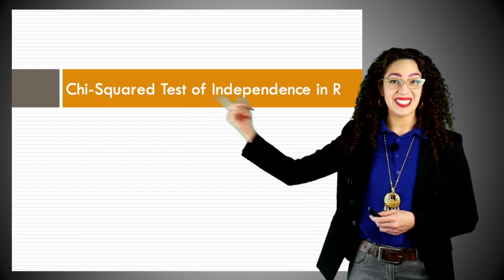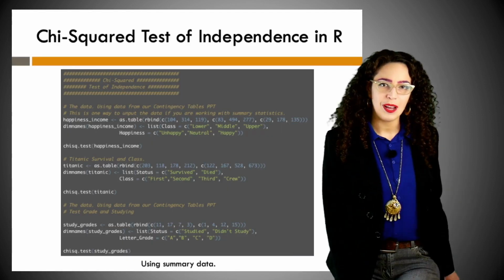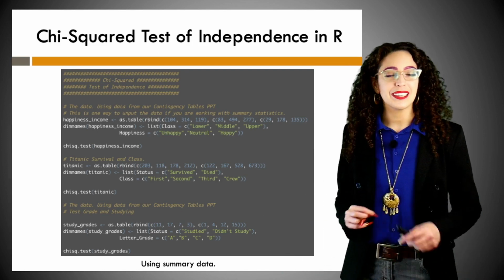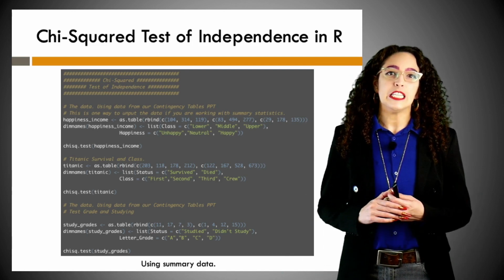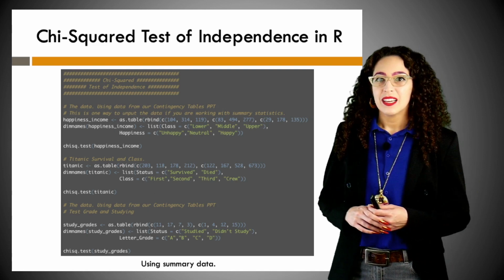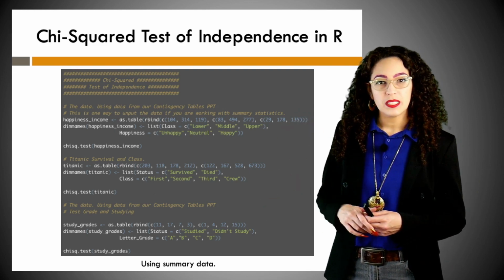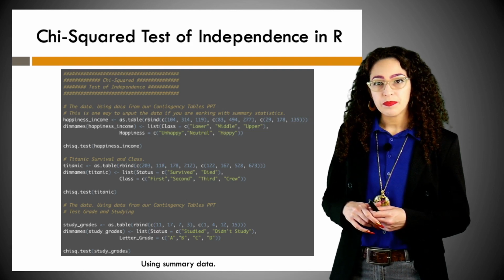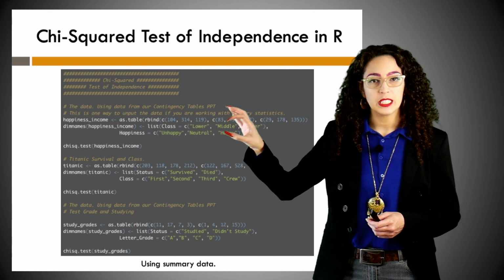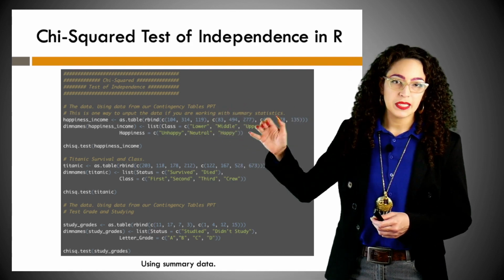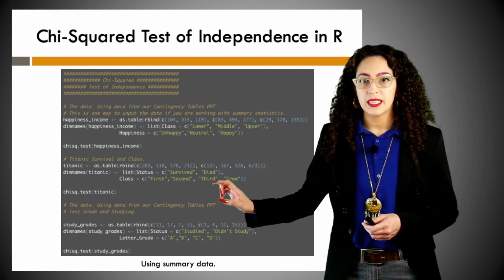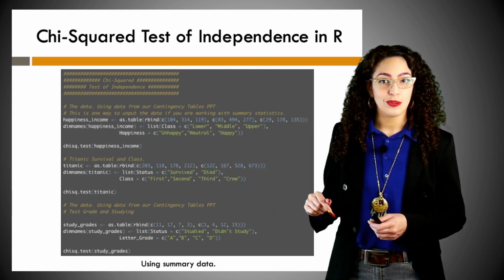Chi-squared test of independence in R. As you saw with that really long, tedious process of calculating a chi-squared test, it takes a long time to do it by hand. So let's do it in R. Here are the 3 different examples that we did in this lesson. We have the first one of happiness and income. Here I am putting in the data. This looks a little bit messy because you have to put the data in a certain way, but here's the code to do that. We also have the Titanic data and your study habits and your grade.